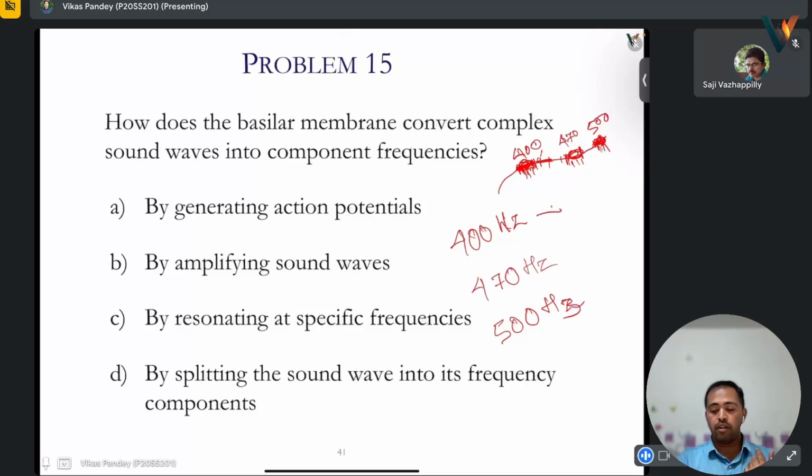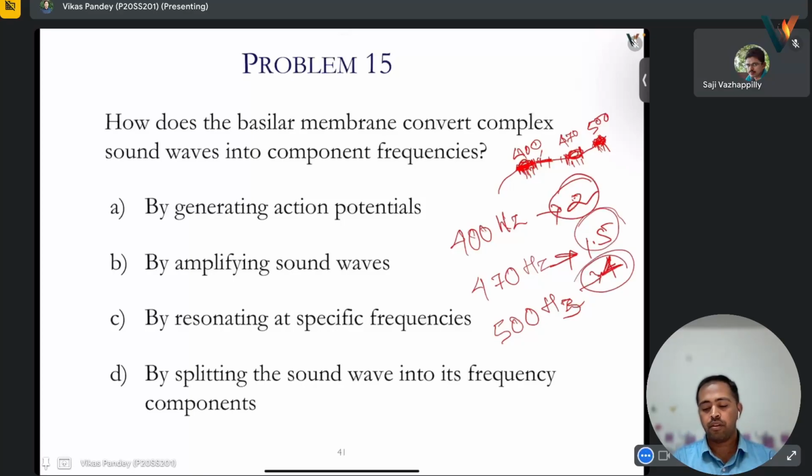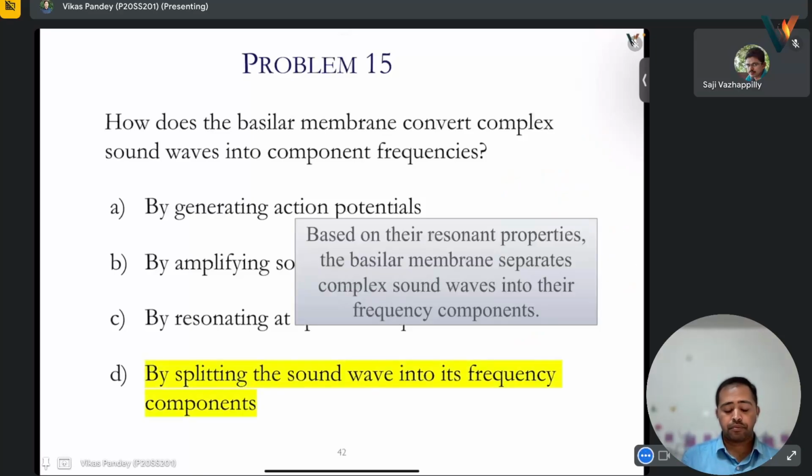Say 400 hertz has some amplitude, not in terms of voltage, but some arbitrary unit of 2. This one has an arbitrary unit of 1.5, and this component has 4. How much they vibrate will depend on this amplitude. Whichever component is stronger will lead to more vibration. So, based on the resonant property, the basilar membrane separates complex sound waves into their frequency components.